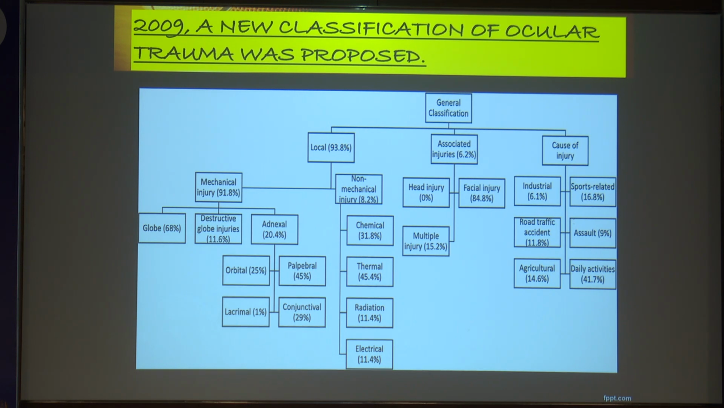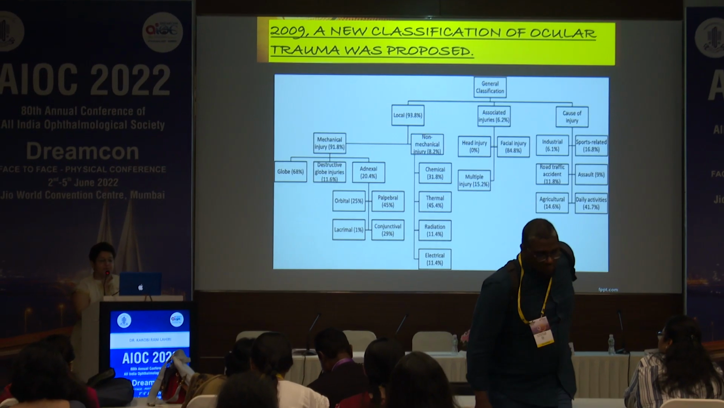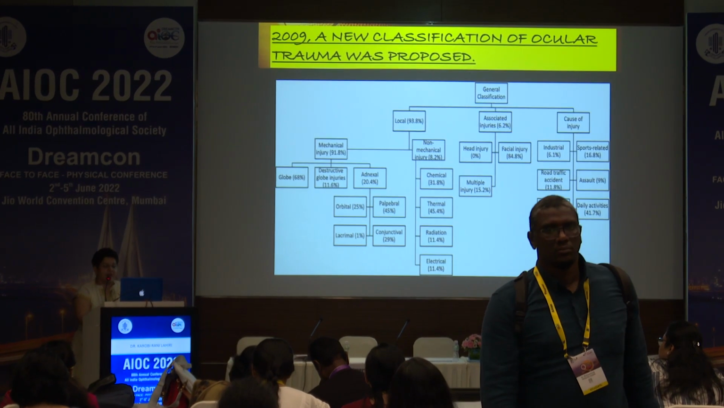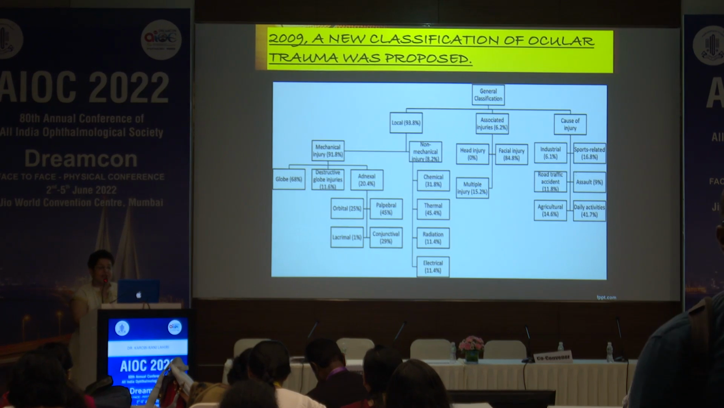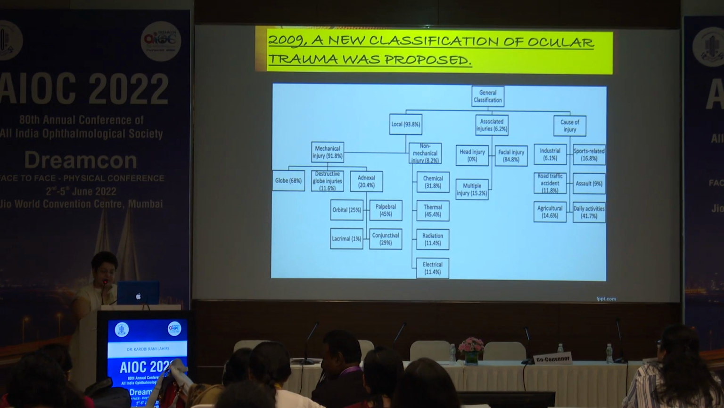And in the general classification, where the associated injuries were there, it was associated injuries of the head, facial injuries, and multiple injuries. And the cause was another, whether it was sports related, whether it was an RTA, whether it was industrial, due to an assault, agricultural, or daily activities.